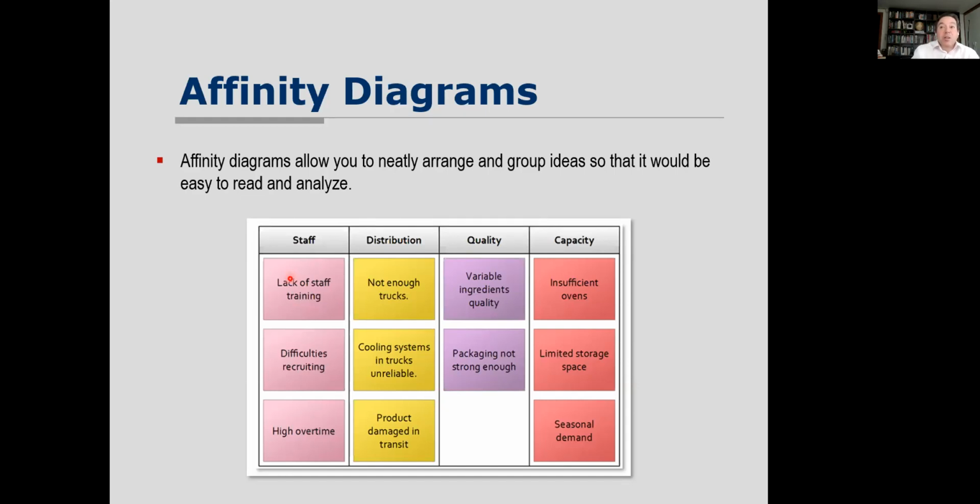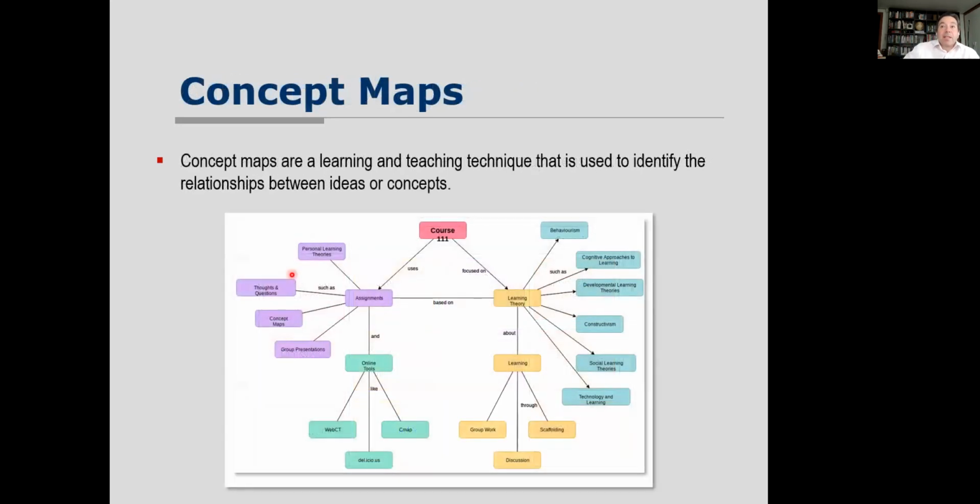How can we distribute it? How can we manufacture it? Who are the partners that we can do? What are the projects that we can do to fill in these gaps to go from the initial idea to the final outcome? And then concept maps are also used in learning and teaching to identify relationships between ideas and concepts.